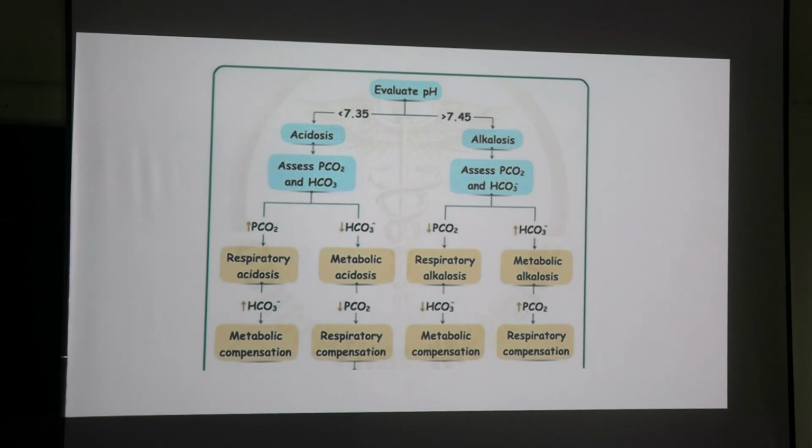After observing the pH value, we will assess PCO2 and HCO3, bicarbonate. If PCO2 is more, that means respiratory acidosis, and the body will always maintain homeostasis. So the body will compensate. The body will try to keep the pH in the normal range, 7.35 to 7.45. So there will be metabolic compensation, or metabolic alkalosis. Whenever there is respiratory acidosis, metabolic alkalosis as a compensatory mechanism will occur.